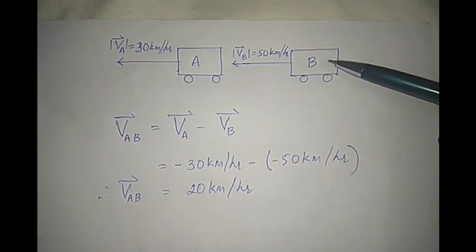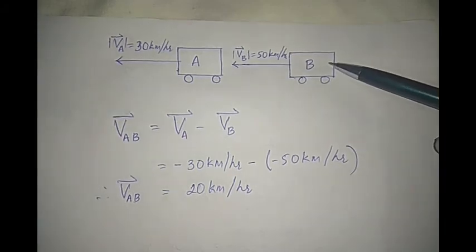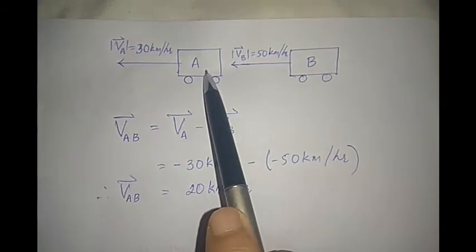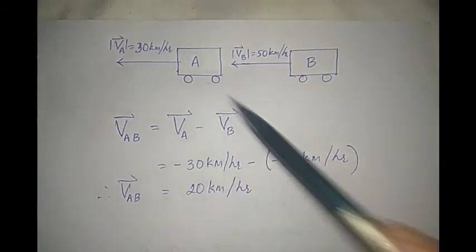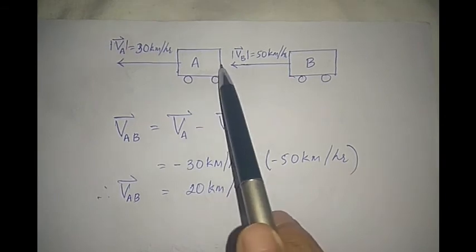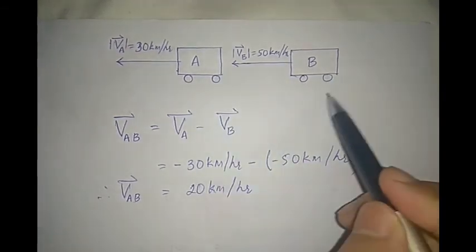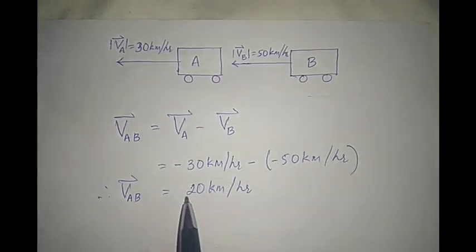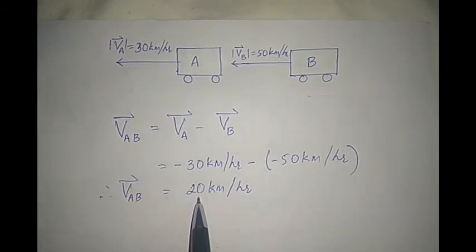So if you are inside car B, what does it look like to you? When your car B overtakes car A and you look at car A, it seems to you that car A is moving in the backward direction. Car A, so to say, is moving in this direction. Therefore, a positive sign with a speed of 20 kilometers per hour.